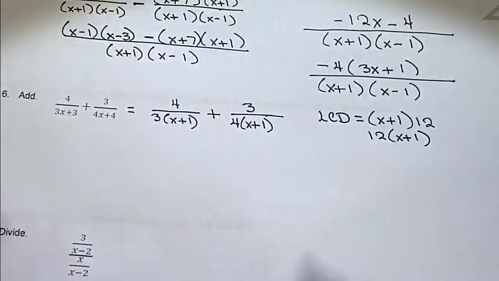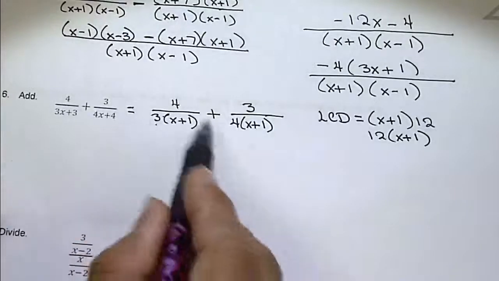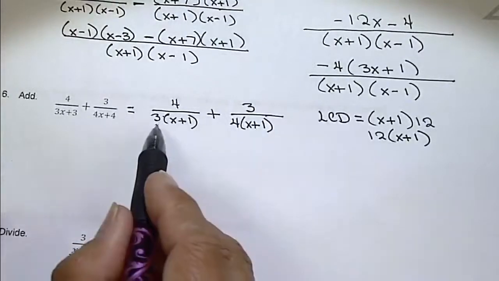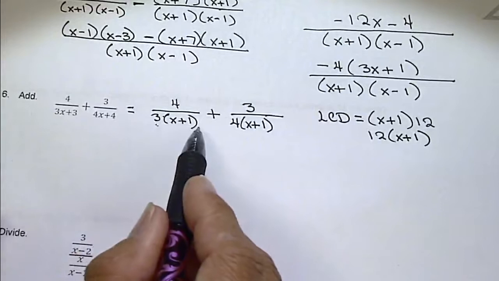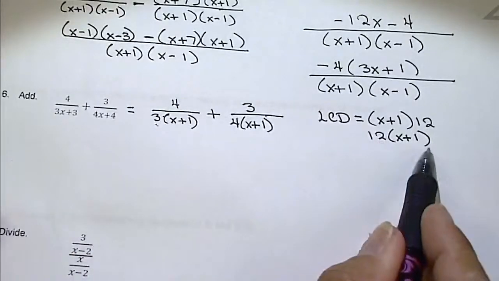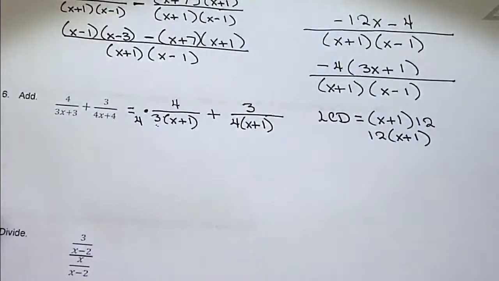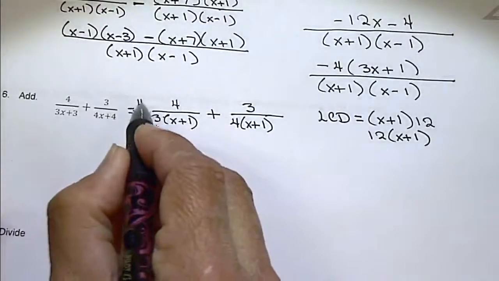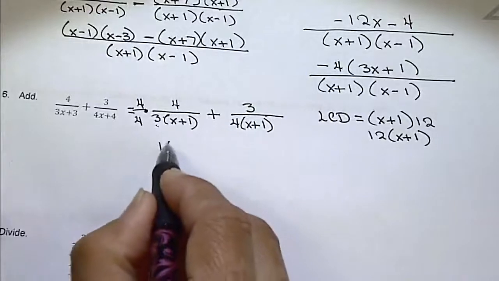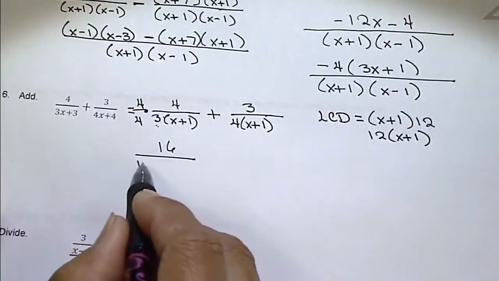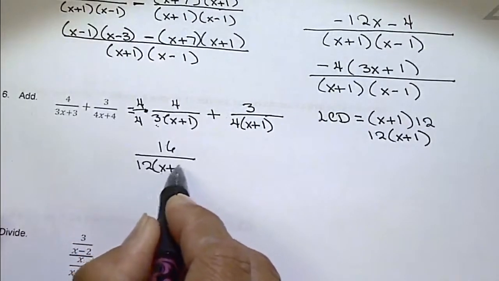Okay, now I want both of these fractions to get that same denominator. Well, to make 3 times x plus 1 become 12 times x plus 1, I would have to multiply it times a 4, right? So I have to multiply the numerator by 4 also. So that's going to be 16 over 12 times x plus 1.